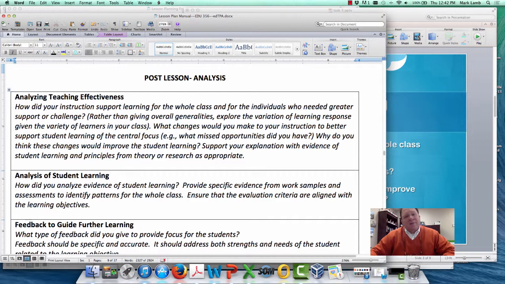So here's the template. You can see some of the question starters. How does your instruction support learning? What changes would you make? Support your explanation with evidence. So use the student work samples that you collect to show the kinds of patterns that you're going to talk about in your explanation here.